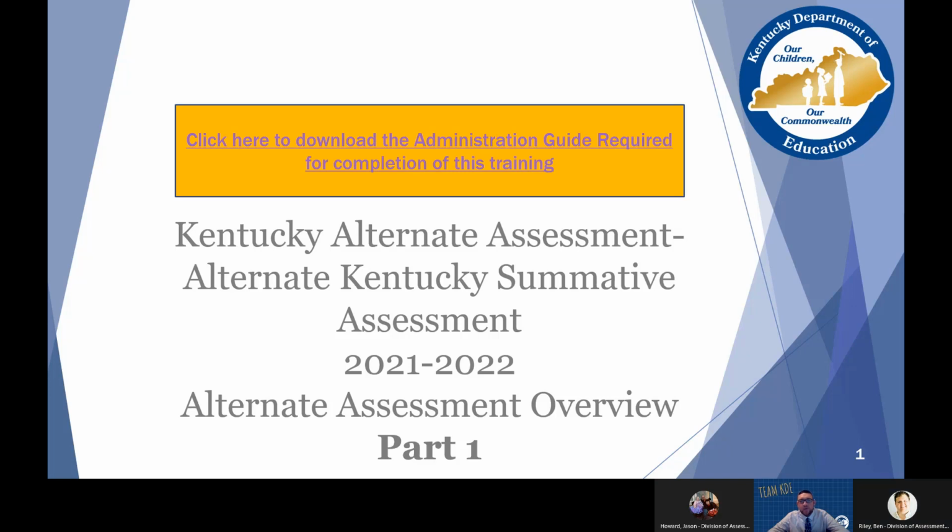I want to share that before you start the training, you will need to download the administration guide for today's training. A link can be found here on the opening slide. It is also found on the Kentucky Alternate Assessment Resources page. Many quiz questions will come from the administration guide, so it is critical to have access to it. Part 1 of today's training will focus on an overview of the assessment, along with key dates and requirements to prepare you for a successful administration.